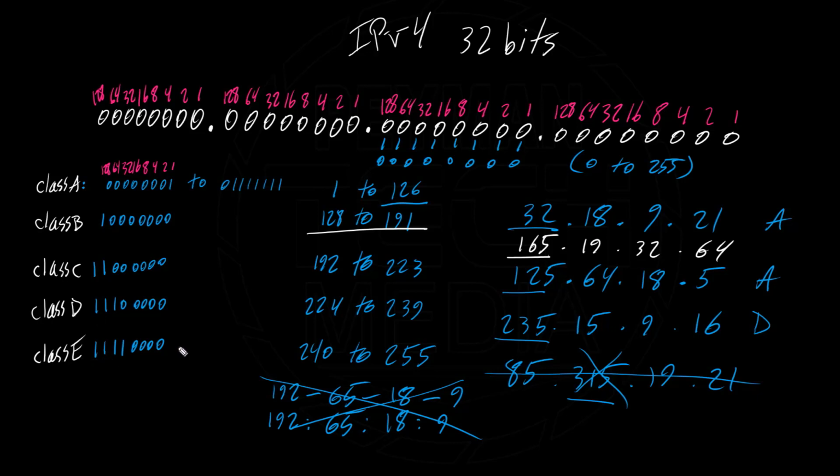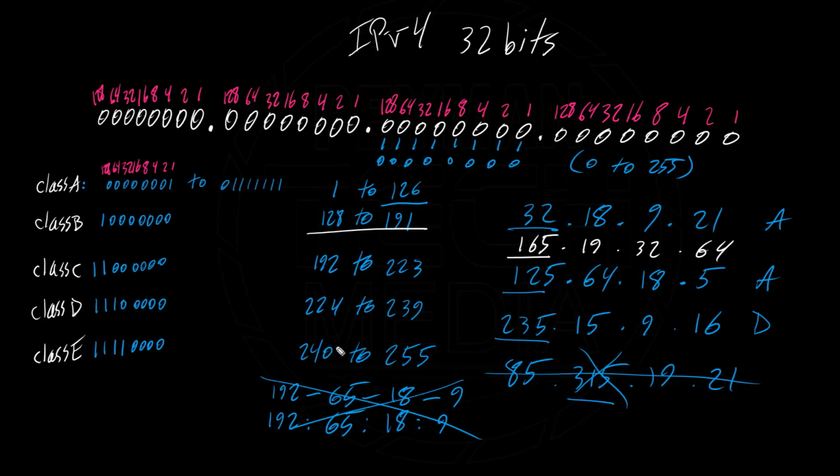And the ranges, always in the first octet, class A, we can see the range goes from 1 to 126. Class B, 128 to 191. Class C, range 192 to 223. Class D, 224 to 239. And Class E, 240 to 255.